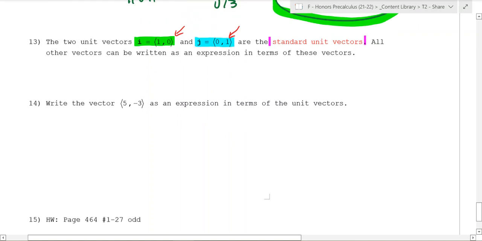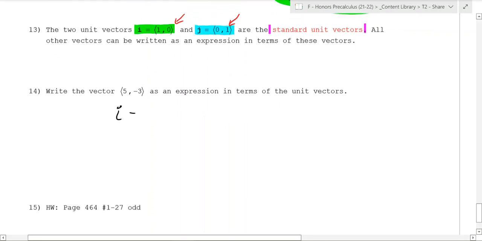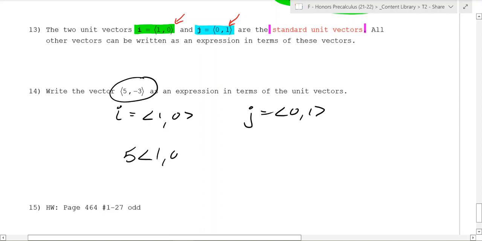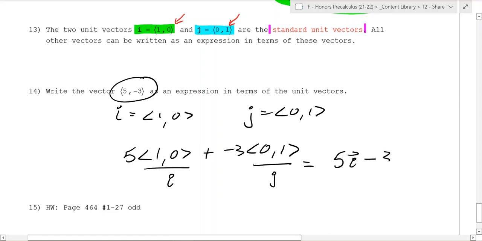So what I mean is, if we had i equal to 1, 0, and j equal to 0, 1, how would we write 5, negative 3? Well, that literally is just 5 times 1, 0 plus negative 3 times 0, 1. Literally just that, because this is i and this is j. You can write this as 5i, I like the hats, minus 3j. That's j, 3j. So you can write them as linear combinations, is what they're called. Those are two important vectors, and this would be your final answer.